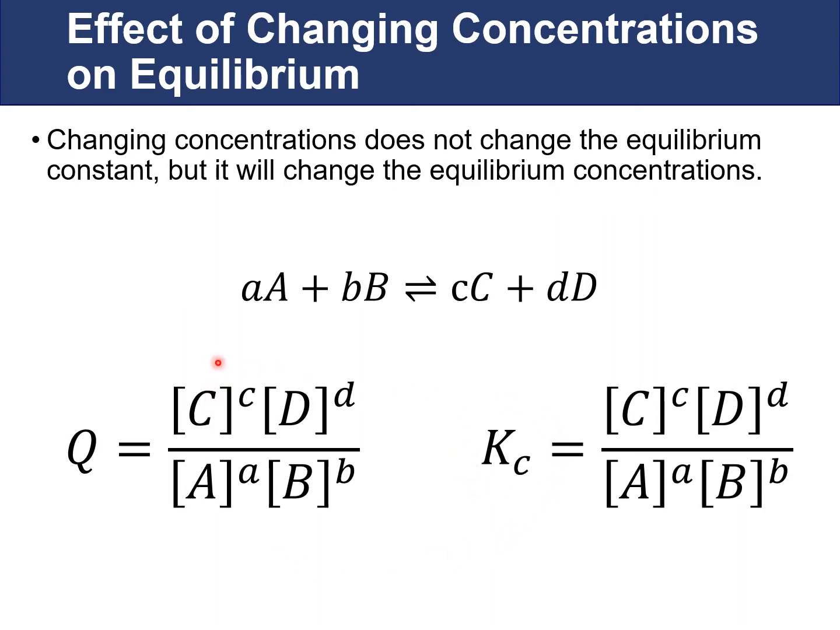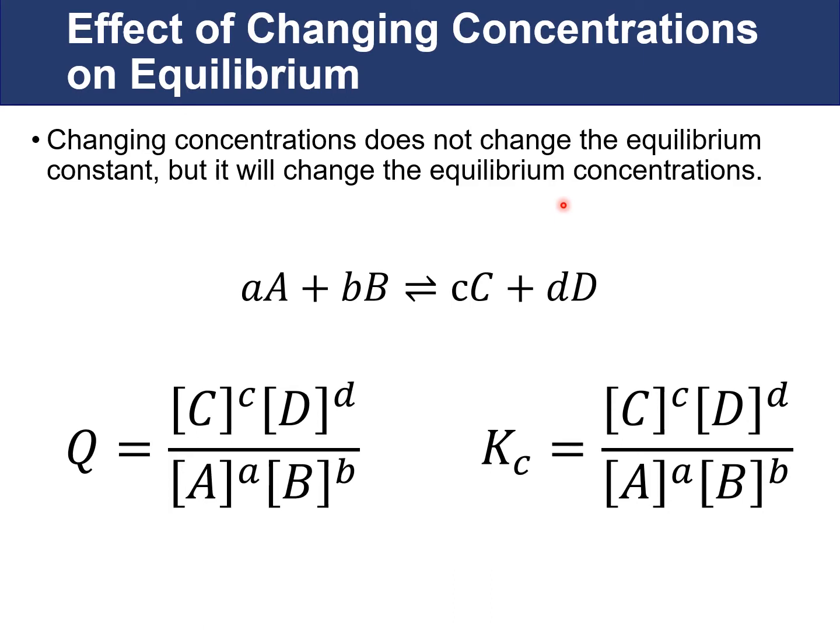If C goes up, we have a larger numerator, the same denominator, but if the numerator is larger, our value for Q will go up. It is now no longer the same as K, and so the reaction must shift to re-establish equilibrium. Remember that if Q is bigger than K, then the reaction will shift to the left to get rid of some of your products and form some of your reactants. A key part to remember is that changing the concentration does not change the equilibrium constant. It will lead to a change in the equilibrium concentrations, but it will not change the equilibrium constant.